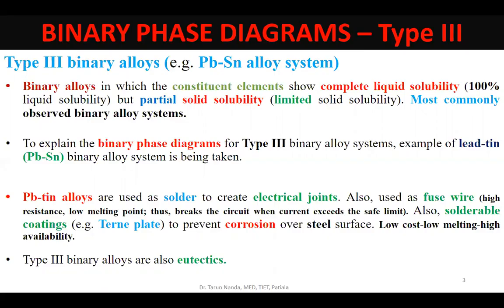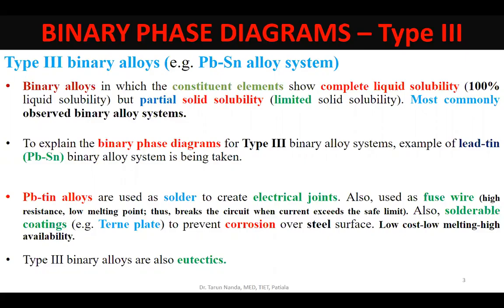Commercially, these alloys are very useful because of their low melting point, right? And high resistance. They are used as a soldering material. So whenever you see a PCB being soldered or any other electrical circuit being soldered, no wonder on most occasions it would be a lead tin alloy which has been used as the soldering wire.